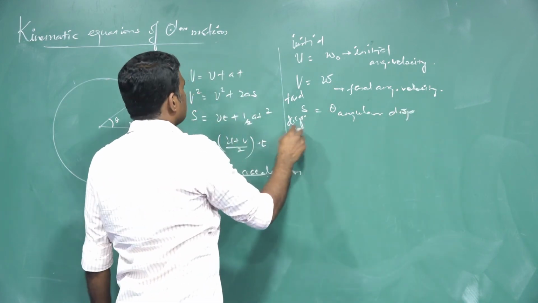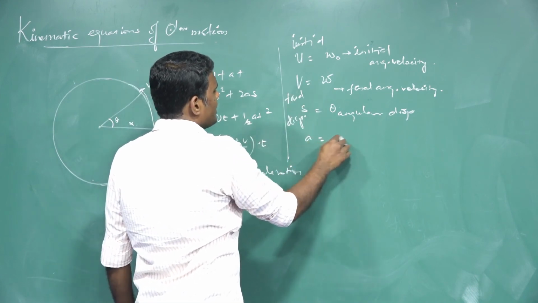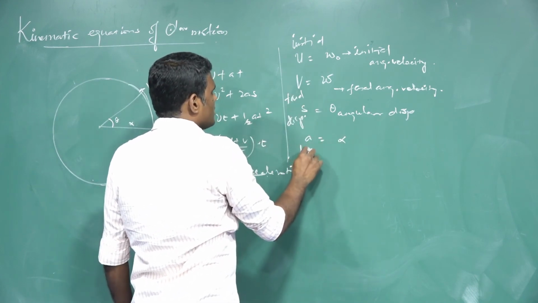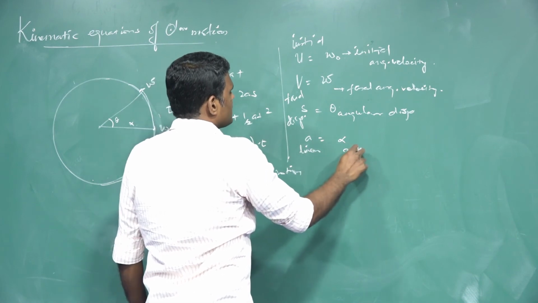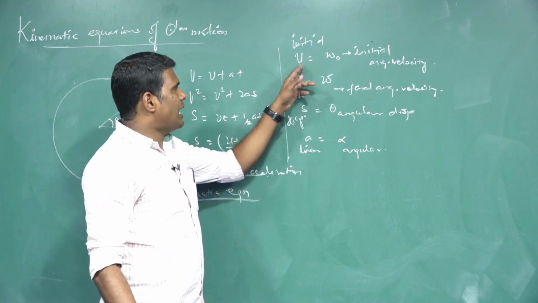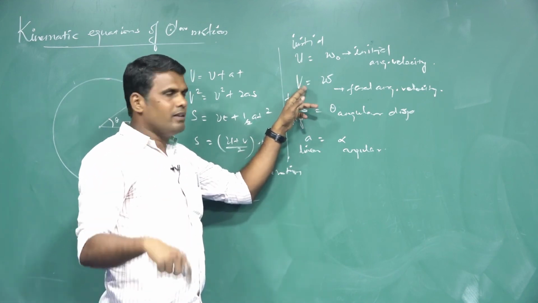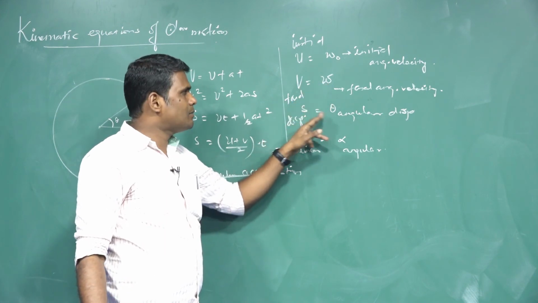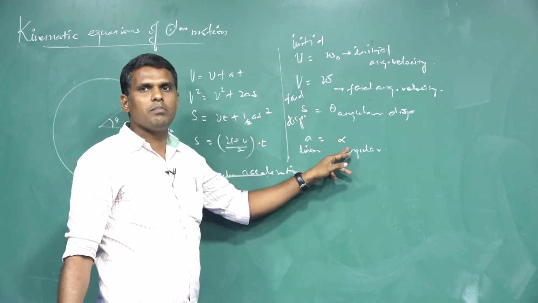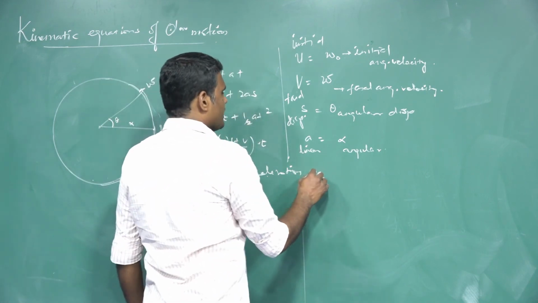S equals theta. And then what else is there? Acceleration. A must be replaced as alpha. This is linear acceleration. This is angular acceleration. So wherever you have u, replace it as omega naught. Wherever you have v, replace it as omega. S must be replaced as theta and a must be replaced as alpha. Then I can write the kinematic equations here.